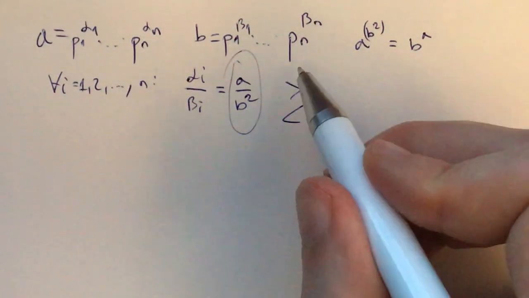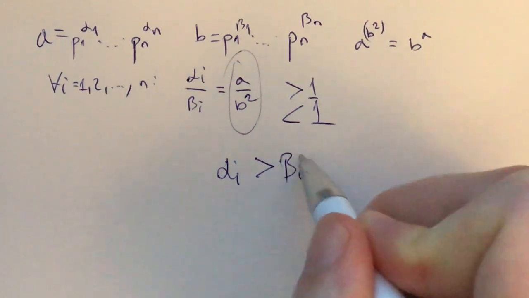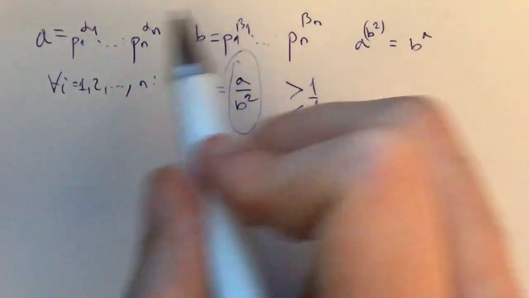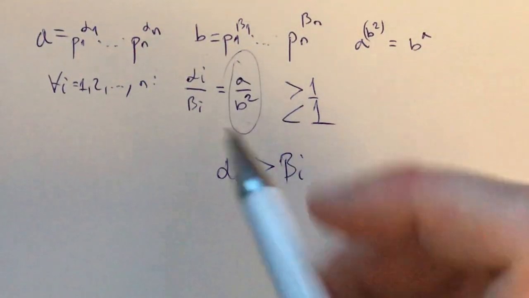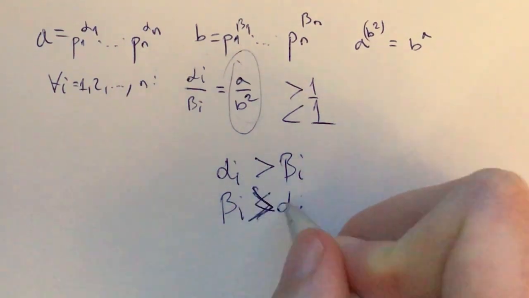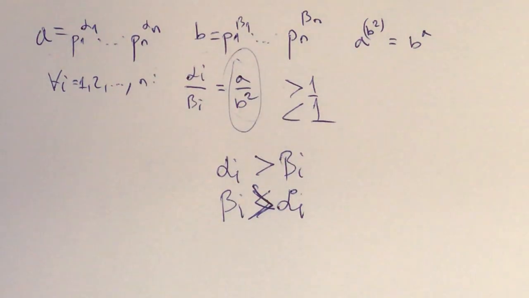Now, if it is greater than 1, that means that alpha i is greater than beta i for all i, which in turn means that b divides a. On the other hand, if this quantity here is less than 1, then it means that beta i is greater than alpha i, which in turn means that a divides b. So now we have two cases, a divides b or b divides a. I invite you to pause for 5 minutes and try to solve one of the cases.